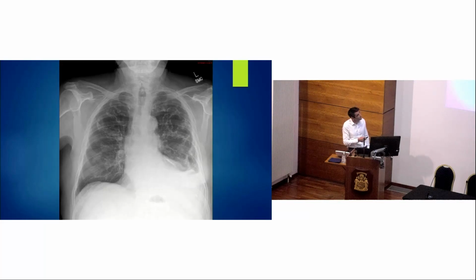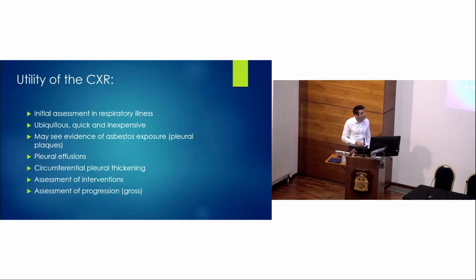Here's another example. You have more extensive plaques up in the upper zones here. Sometimes this is maybe the best example. They describe it as having a holly leaf type appearance. So that was a quick run through of the chest x-ray and how we might use that.